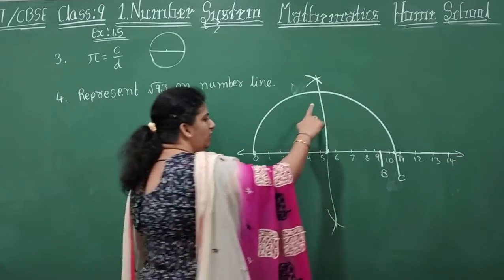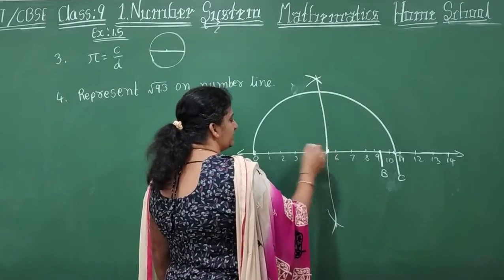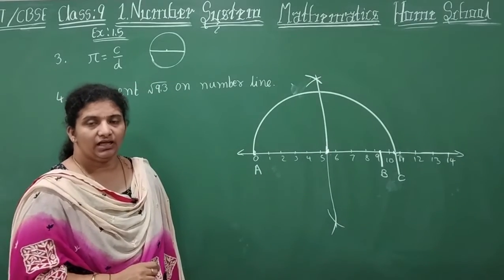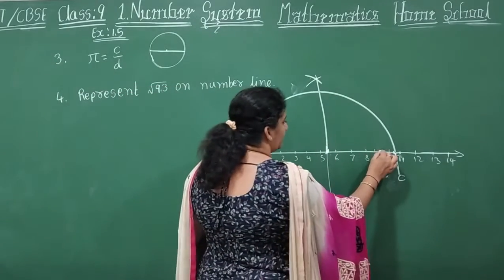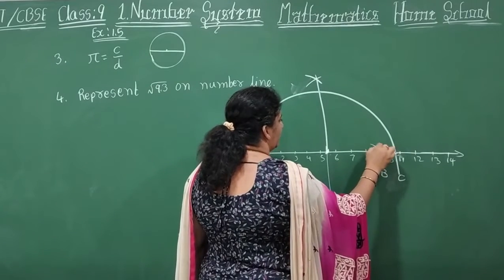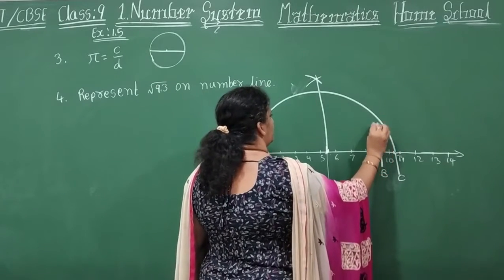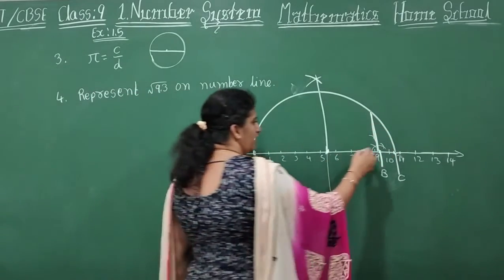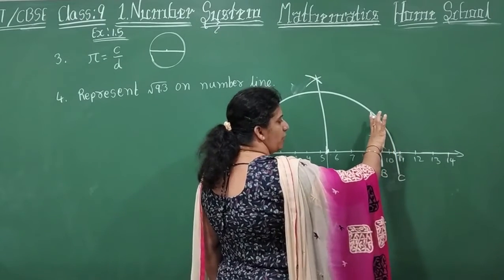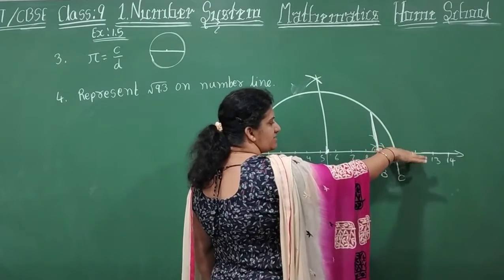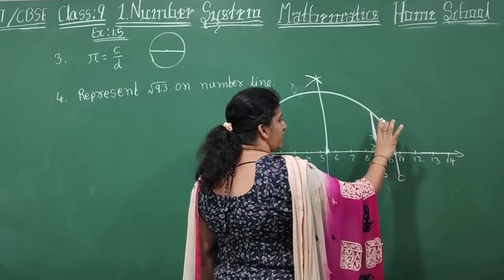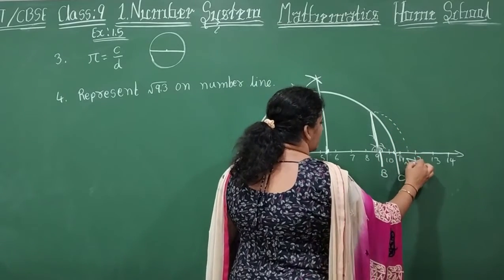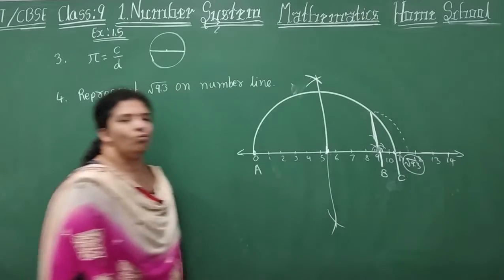Okay, so here, what did I do now? This is a bisector and this is the center. I have drawn a semicircle. Now, from the point B, draw a perpendicular. Like this, draw the perpendicular line from B. Now here, children, from this point, measure and extend to the semicircle. See here, this is your root 9.3 value.